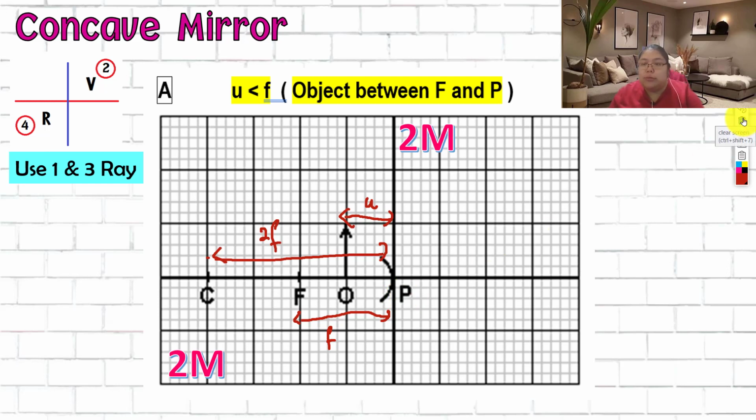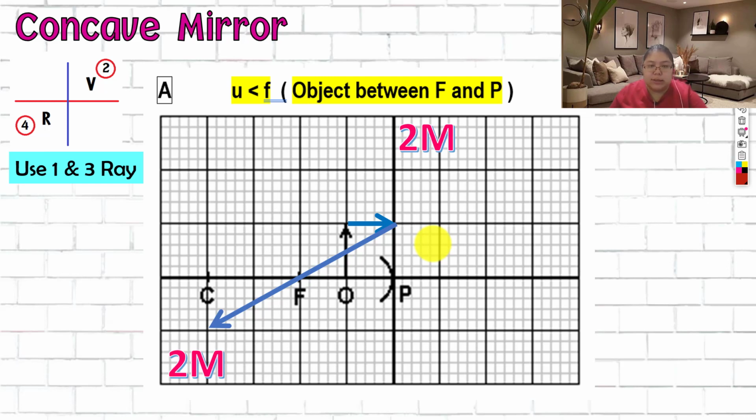From here we start to draw. First, remember we're using the first and third ray. Let's see the first ray. This one is part 2, this one is part 4. So this one is 4m. From here we see the first ray first. The first ray is parallel, then it goes to the f. Then the next one, using the third ray, goes to C only. Then we go to the C.